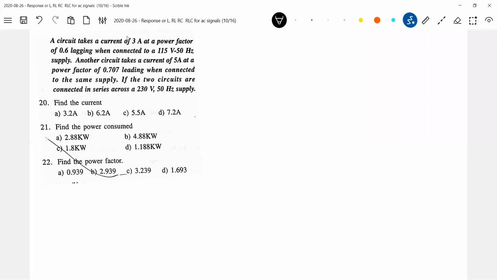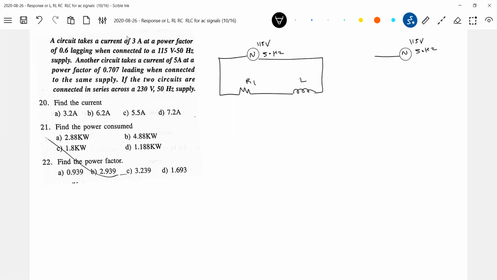So first there's a circuit of 115 volt VRMS, 50 Hz. There's a resistor and an inductor, write it as R1 and L. Then the other circuit, 115 volt 50 Hz, takes a current; the current here is 3 ampere. It's RMS. Whenever I say current, it means RMS only.